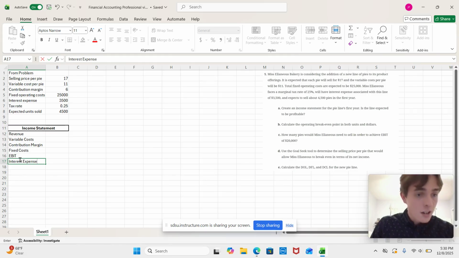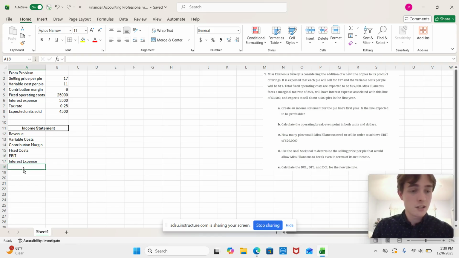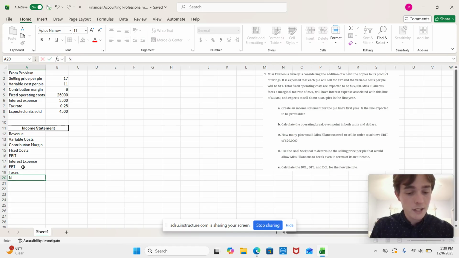Yep, expense. Okay, so I skipped over this pretty quickly, but the EBIT is the earnings before interest and taxes. And then we're going to slowly take out the I and T from it. The first thing we're doing is taking out the interest expense. So then now we have EBT, or earnings before taxes. And then we are going to have taxes. And then finally, we will have the net income.